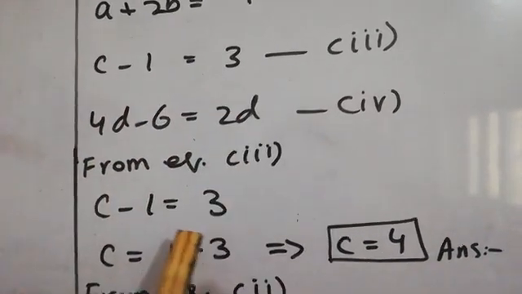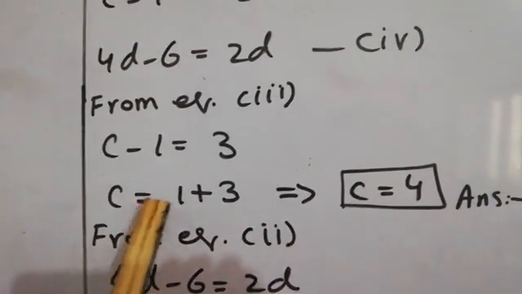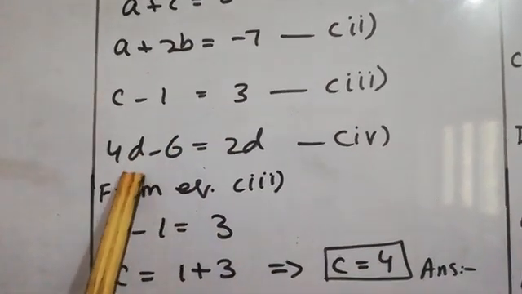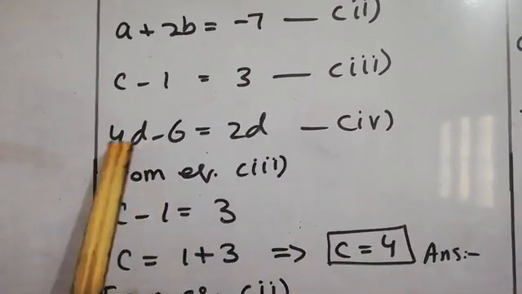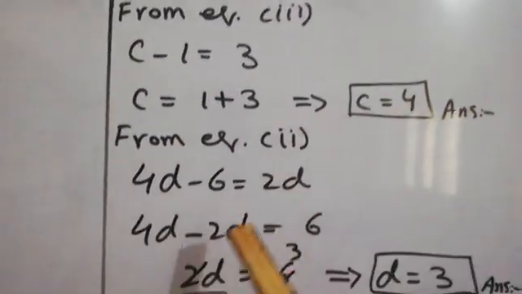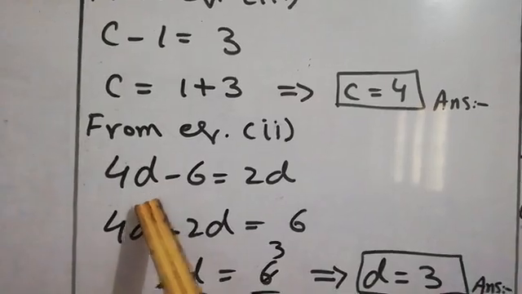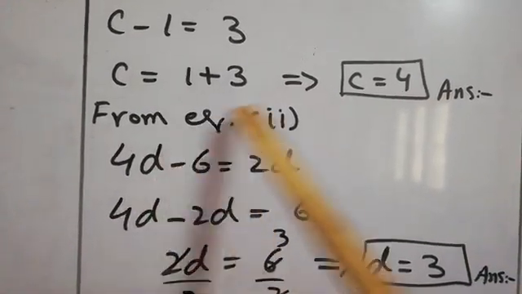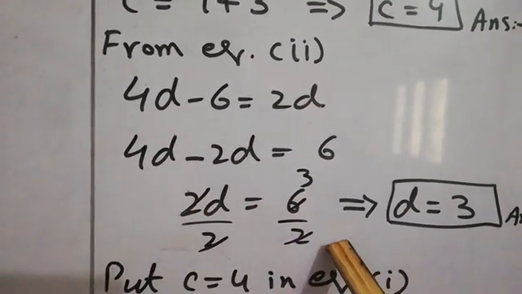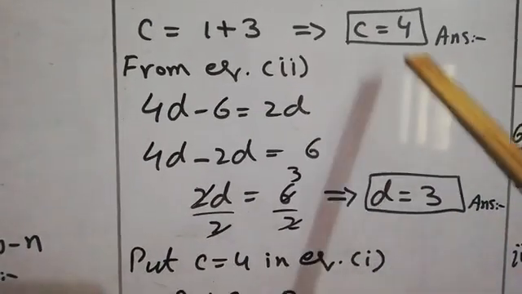C minus 1 equals 3. When we add 1 on both sides, we get the value of C, which equals 4. Now we have the first value. Now move to the fourth equation, which also involves one variable, 4D and 2D. 4D minus 6 equals 2D. We subtract 2D from both sides and get 4D minus 2D equals 6, so 2D equals 6. Dividing both sides by 2, the value of D equals 3.